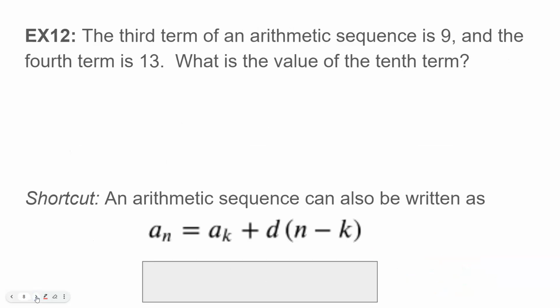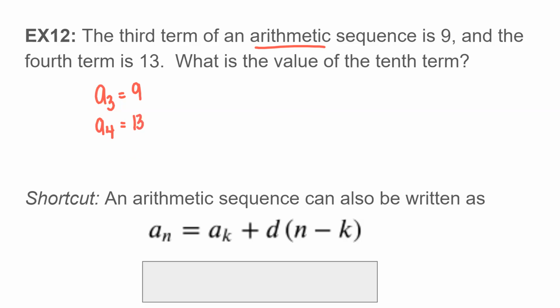All right. So 12 asks us, the third term of an arithmetic sequence is 9, and the fourth term is 13. What is the value of the 10th term? Okay. So they tell us that we have an arithmetic sequence. And I know the third term is 9. So that tells me A sub 3 is 9.